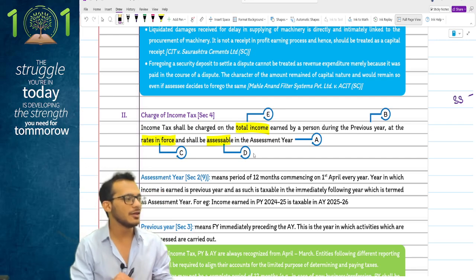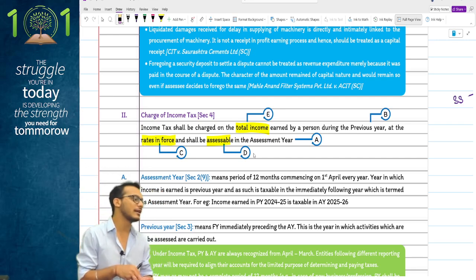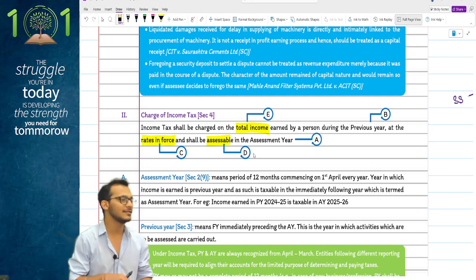In your inter, you would have only learned it as a technical definition. In finals, you learn it as a theory itself. Yes, there is a different chapter itself. You have a chapter on this where they will teach you what are the exceptions to the rule of previous year being different than assessment year. For your reference, Rahul, what are the 5 items?